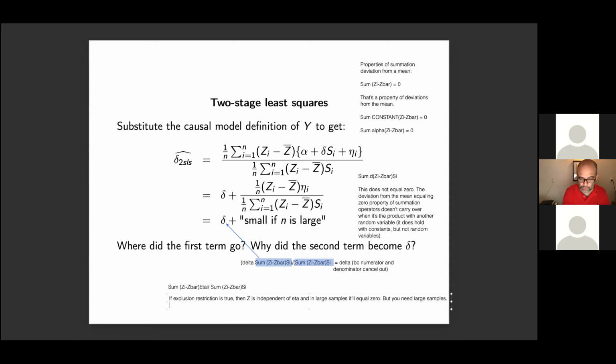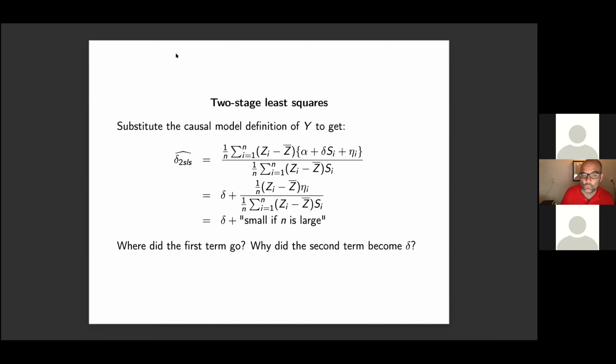So there's something subtle here. Technically, IV is biased by that second term. IV two-stage least squares is a biased estimate of delta, but it is consistent, which is a large sample property. Technically, n going to infinity. It's an asymptotic property.